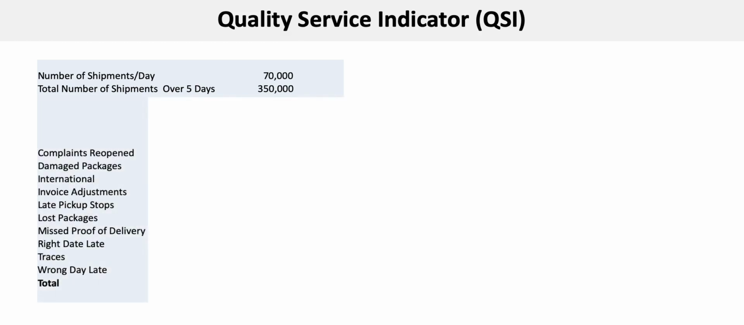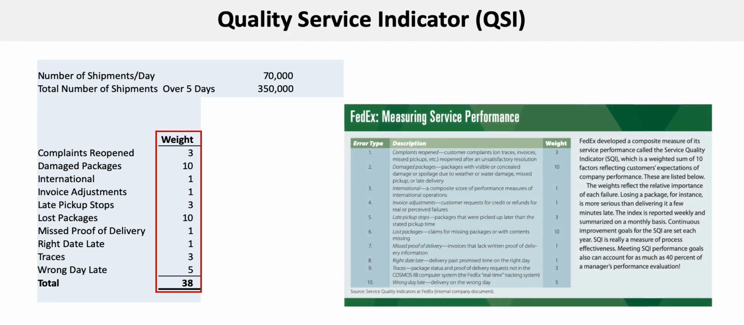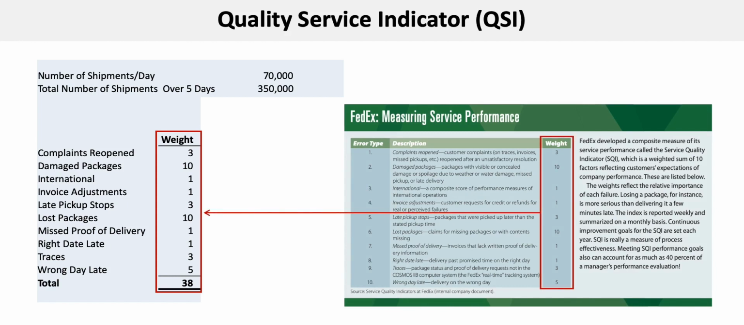Next, we want to prepare a table to help us with our calculations. First, we list the various service upset categories, and then the predetermined importance weight, and then sum them. For this example, the weights are on a 10-point scale, ranging from 1 being low to 10 being of high importance, and the sum of the weights is 38. These numbers are predetermined and come from the FedEx example in the text.